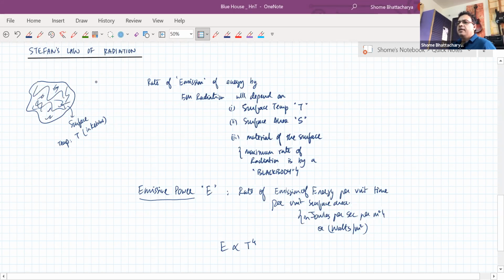So anyway, the first experimental fact that was part of Stefan's law of radiation is that the emissive power depends on temperature. How? It depends on absolute temperature to the power 4. The constant of proportionality involves the material property which is called the emissivity, and the universal constant for radiation, which is called the Stefan Boltzmann constant, multiplied by T to the power 4. I'll just explain these terms. Just note down up to here first.